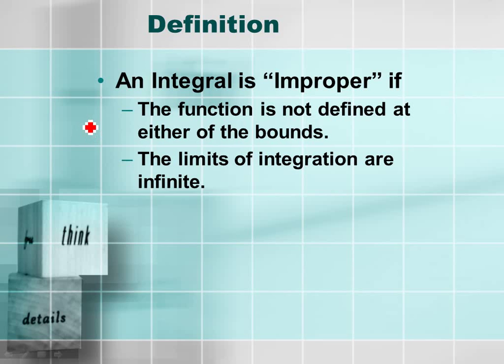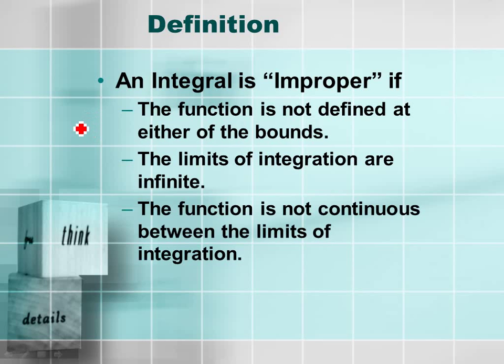If one of the limits of integration was infinity or negative infinity, then I also have an improper integral because I can't plug in infinity. Or if the function is not continuous between the limits of integration. An example of that would be if you have an asymptote in the middle. Okay, so let's take a look at some examples.